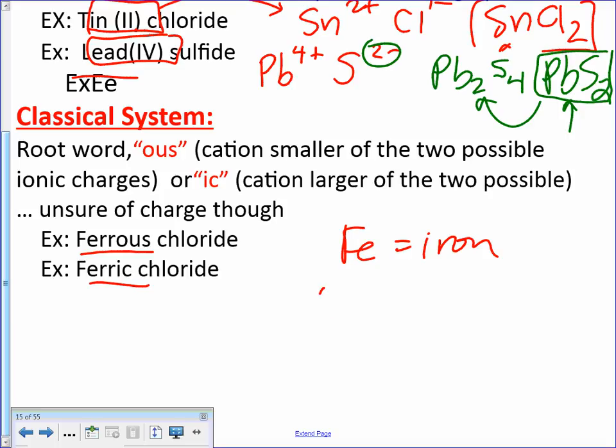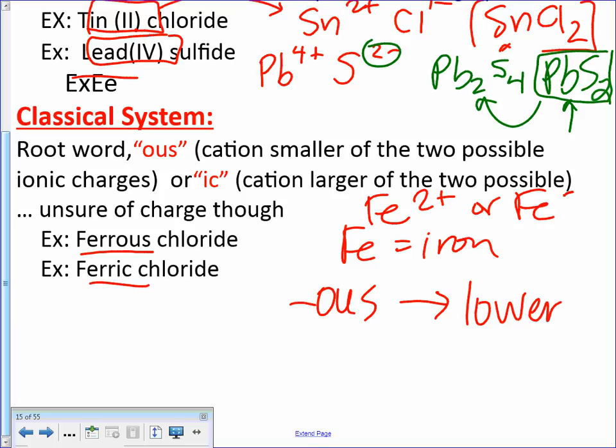All right, so if they say os on the end, I always think os is lower. Os is low. It's the lower of the 2 charges that it possibly could have. You wrote down the 2 charges iron could have had. What were they? 2 and 3. So of the 2, which is the lower one? 2. So os means the lower one. So in this case, it's iron 2. So for my first one here, Fe2. And then chloride is what?